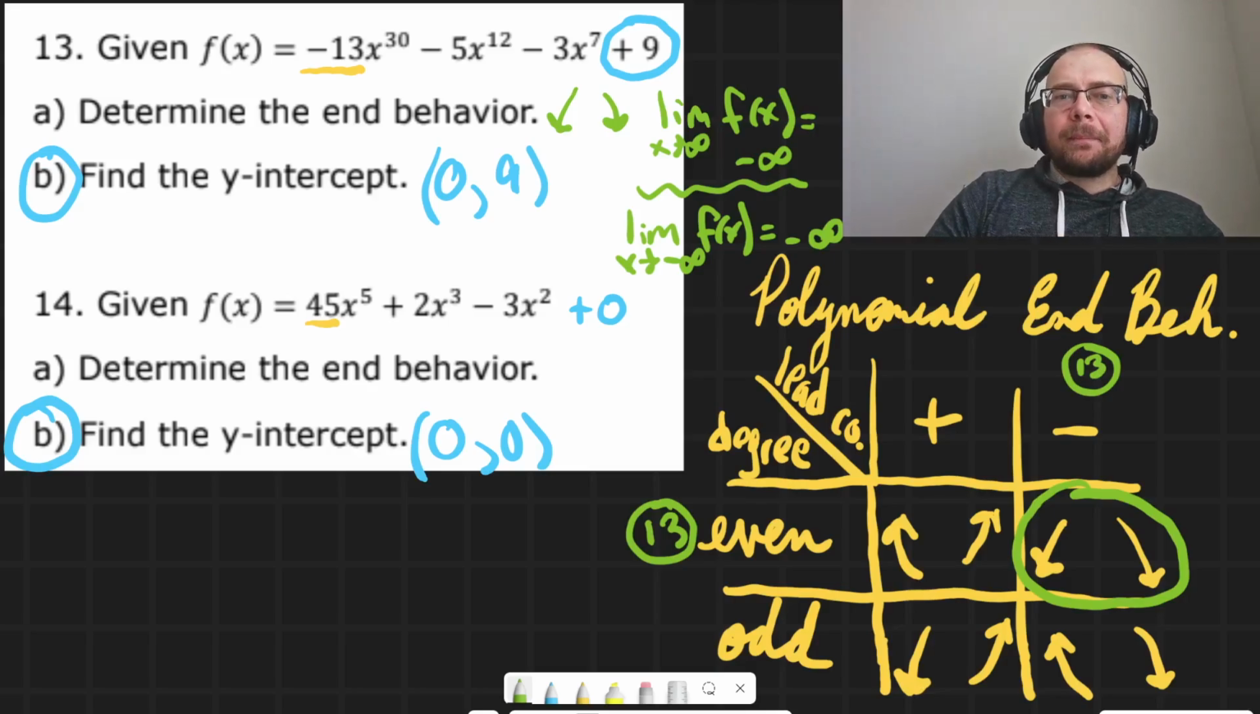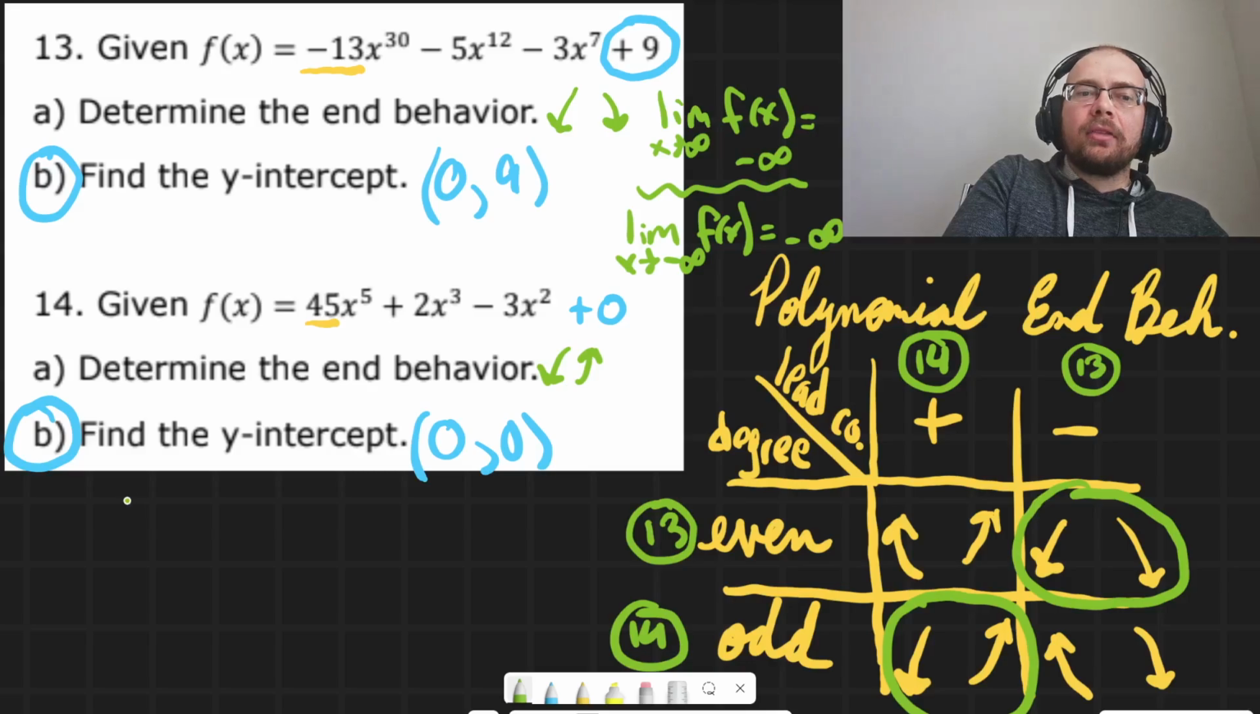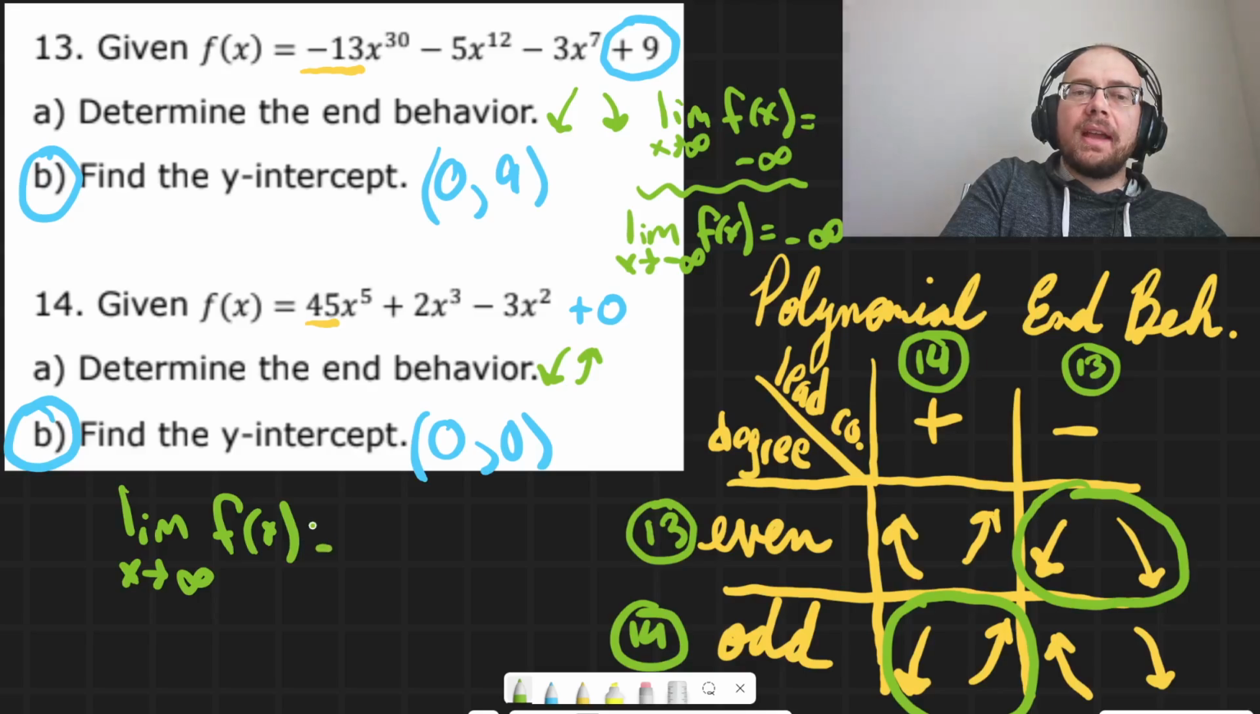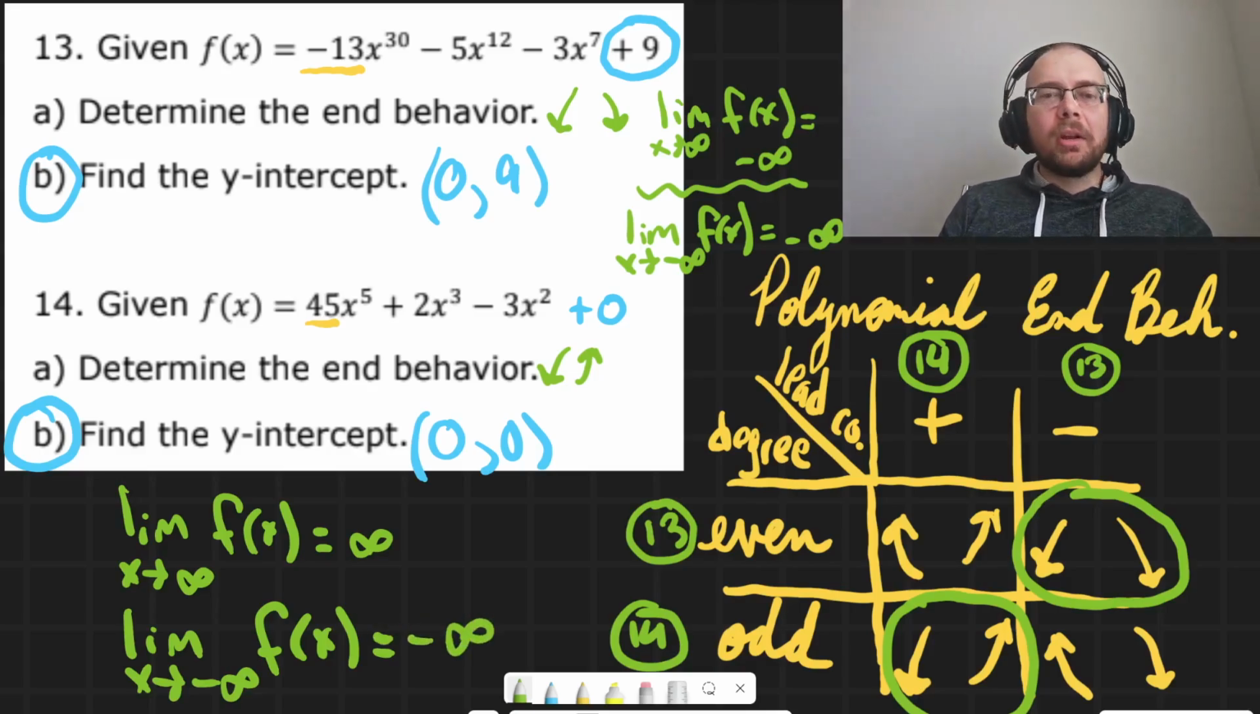So for number 14, the degree is odd. It's a 5. And it's positive. So odd and positive would be this one. So that's going to be down and up. Or if you wanted to write it as a limit, I'll write it over here. That would be the limit as x goes to positive infinity. So as x goes to the right, y goes up. And then as x goes to the left, y goes down. So that's a little bit more of a formal way to do it.